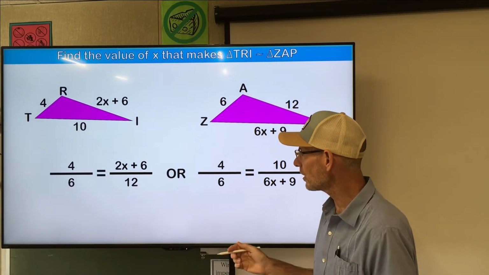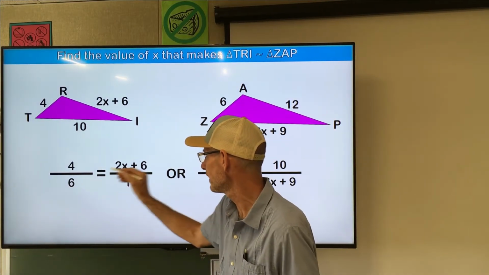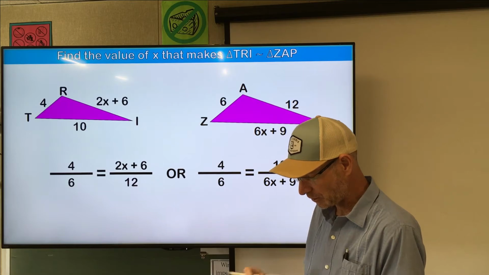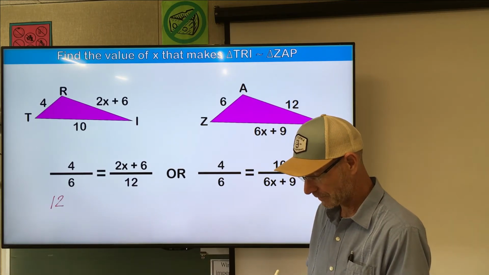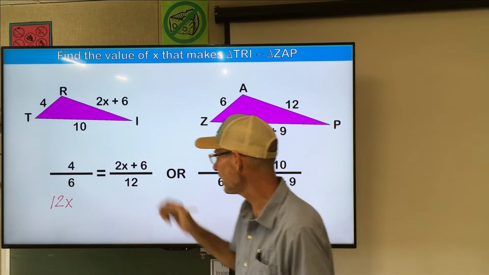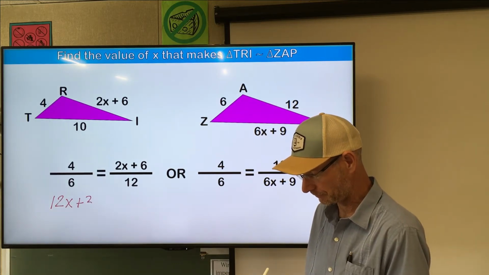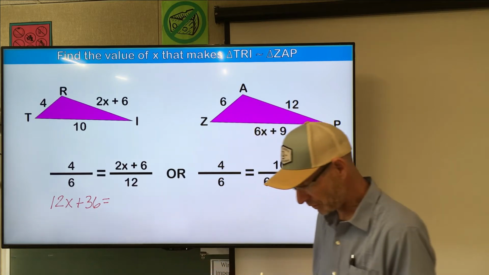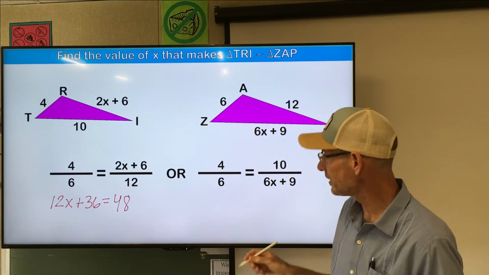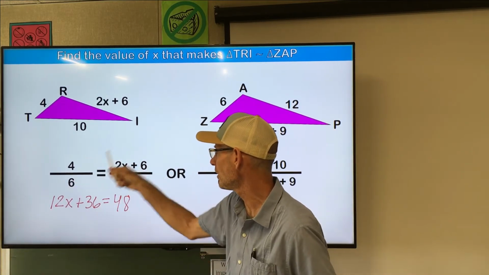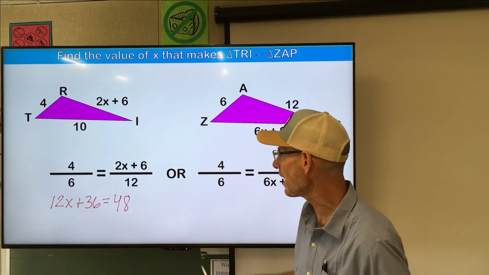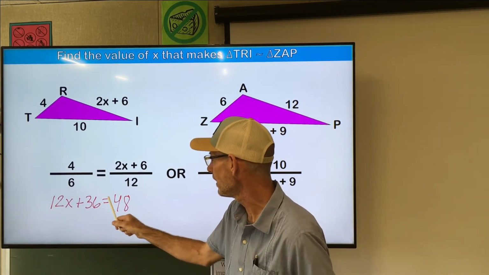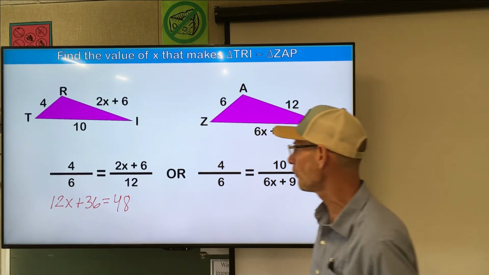So I'm going to start by multiplying 6 times 2x, which is 12x, and 6 times 6, which is 36. And then I'm going to multiply 4 times 12, which is 48. So instead of having an equation with a fraction on the left and a fraction on the right, now I have an equation, but on the left and the right, there are no fractions.